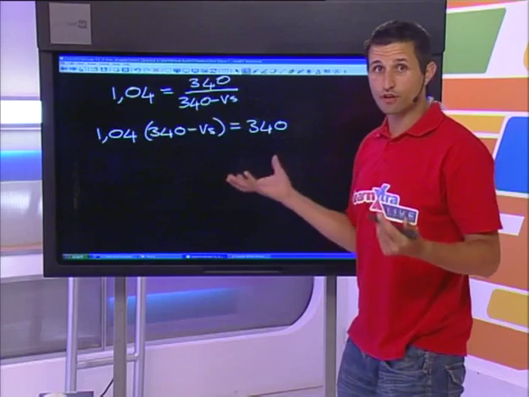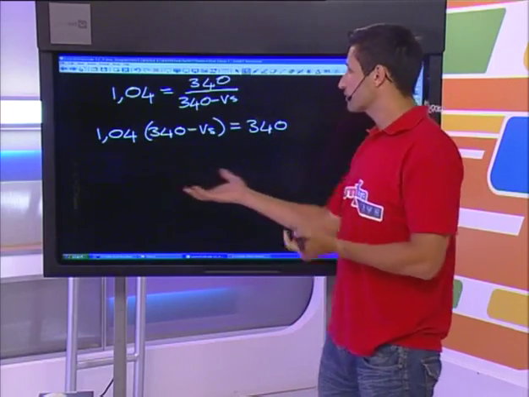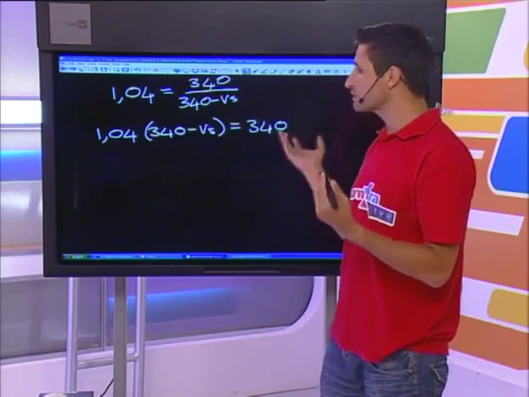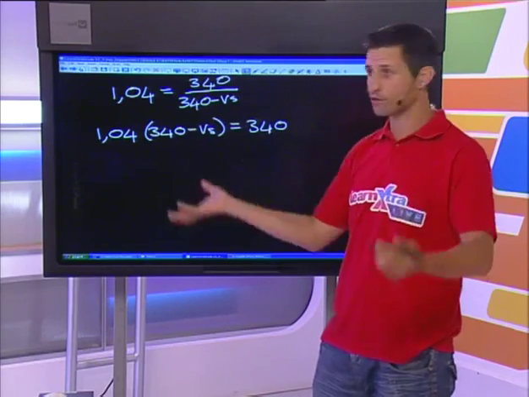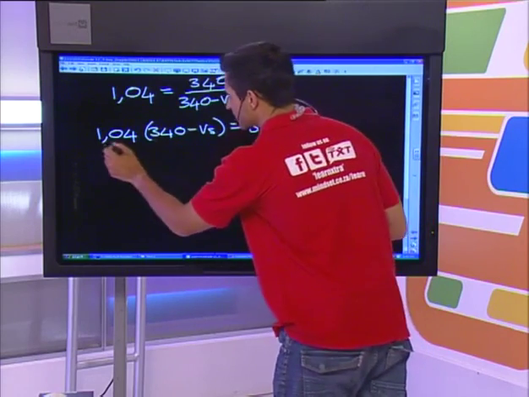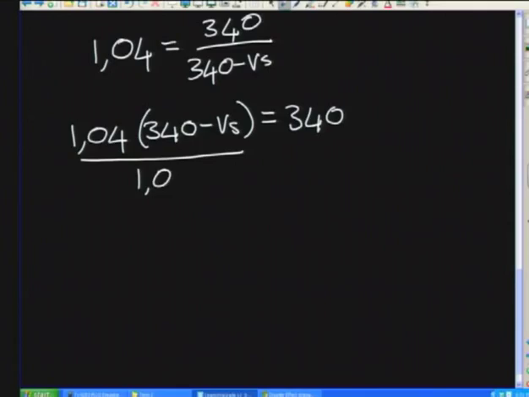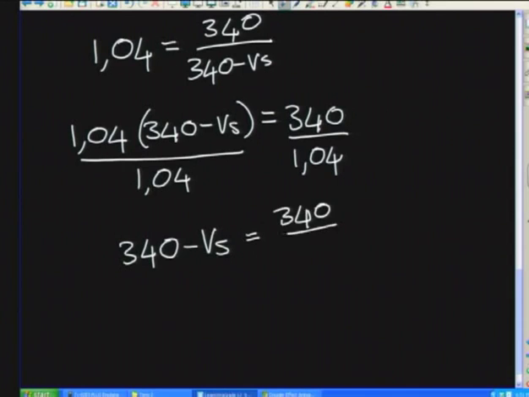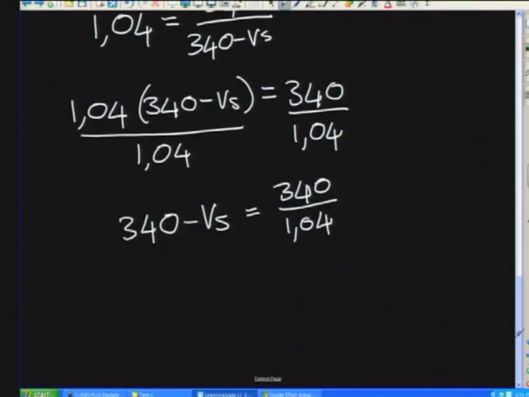Now, matrix, you've got multiple ways that you can do this. You can FOIL it in and multiply everything in and then subtract and do your final division, or you can divide both sides by 1.04. And that's exactly what I'm actually going to do. I'm going to make sure that this is gone. I'm just going to get rid of it straight away, and that's actually going to help me. So what I've got now is 340 minus my velocity of my source is equal to 340 divided by 1.04.